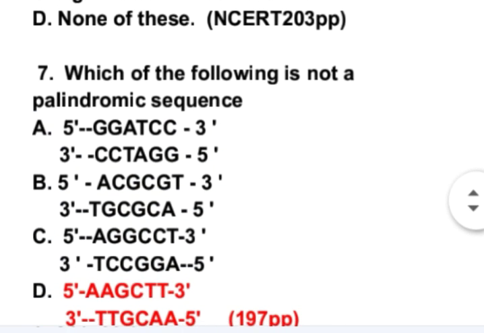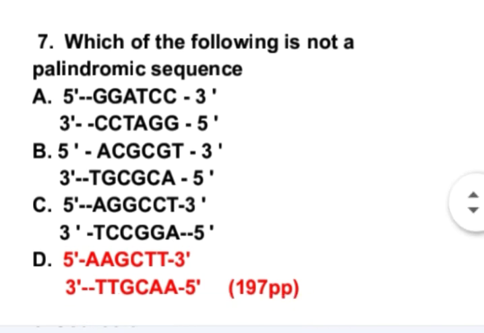Next is, which of the following is not a palindromic sequence? So a palindromic sequence is one which is the same when it is read from 5 prime to 3 prime in both the strands. In the four options, the option D is not a palindromic sequence because it is not the same in both the strands.